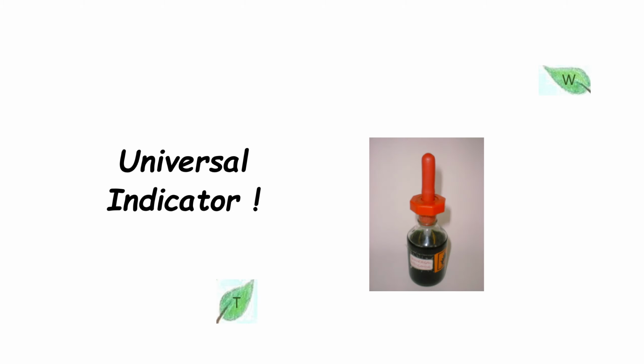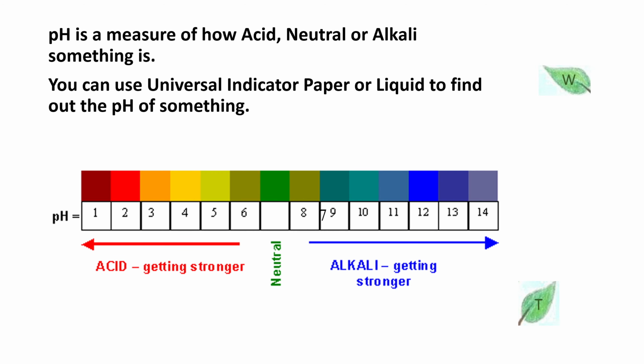Now, hopefully we remember what universal indicator does. If we don't, I'm going to give you a quick recap. So the universal indicator can tell you the pH of something. Now, for some reason, the formatting's gone a bit weird. The 7, that could be crossed out. It should say 7.